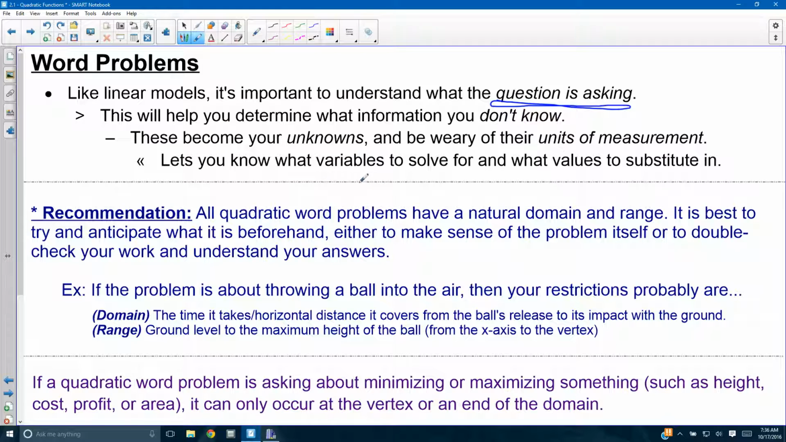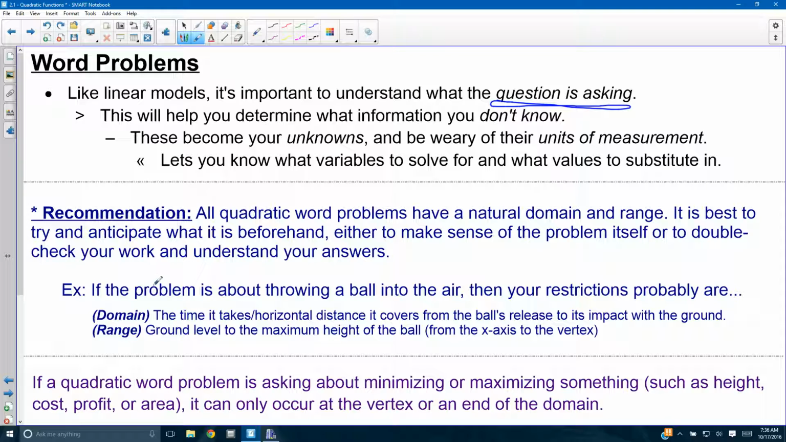Okay, all quadratic word problems have a natural domain and range, so it's best to try and anticipate what it is beforehand, either to make sense of the problem itself or to double check your work and understand your answers. Reason I say that is because you're going to have a lot of problems. In this case, I'm going to at least do one with you involving gravity. Okay, and you're talking about something going up and coming down, and it can't go down forever, right? It has to plummet at some point, or it has to even start at some point.